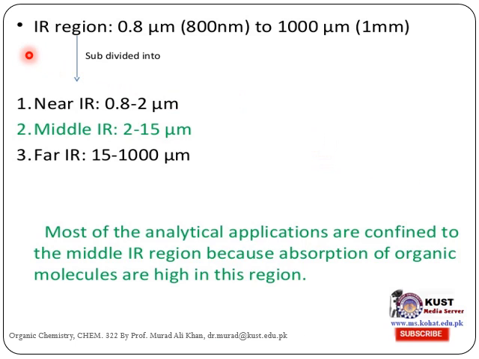As we have previously discussed, the IR region is from 0.8 micrometer or 800 nanometer to 1 millimeter, or 1000 micrometer. It is then subdivided into near IR, that is 0.8 to 2 micrometer, middle IR, that is 2 to 15 micrometer, and far IR, which is 15 to 1000 micrometer.